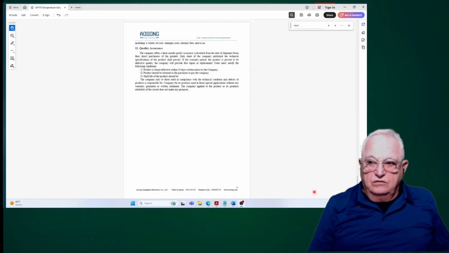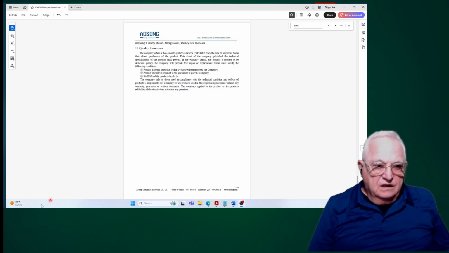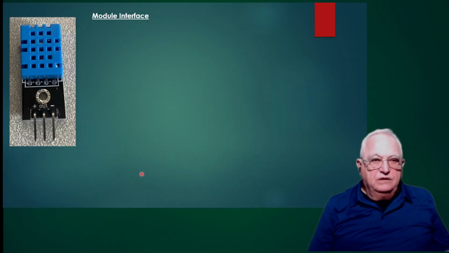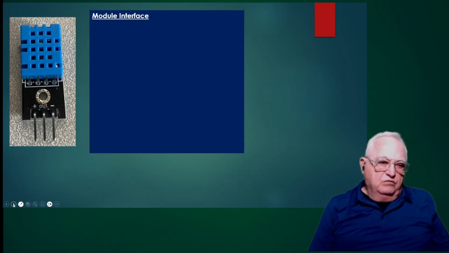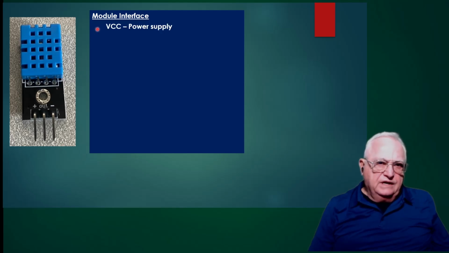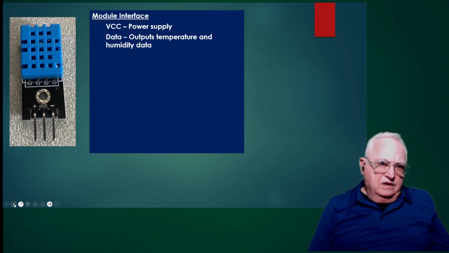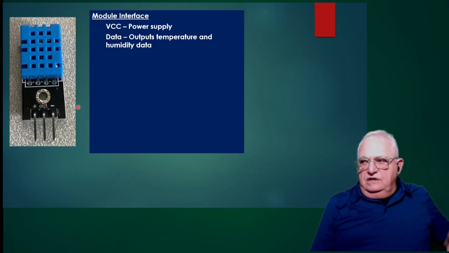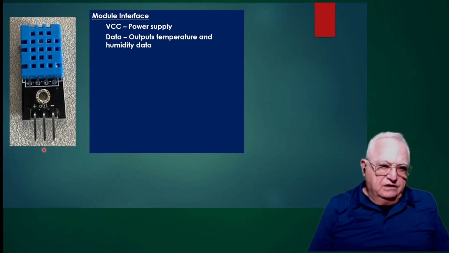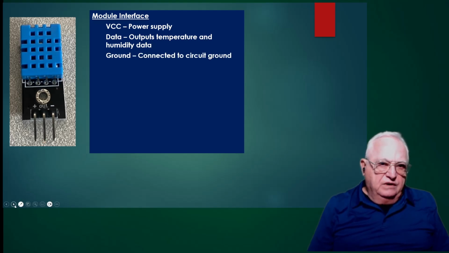Okay, so let's continue. Let me go to the next. Okay, here we are. So this is what the module looks like. Let's look at the module interface. It has a power pin, where you put the power. Next, it has the data output, which is the temperature and humidity data. So the serial, which is this pin here. And finally, we have the ground connected to the ground.